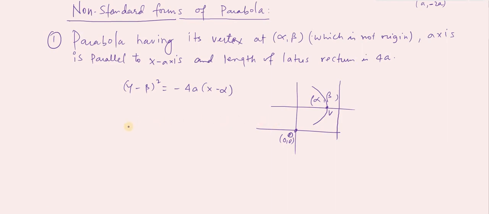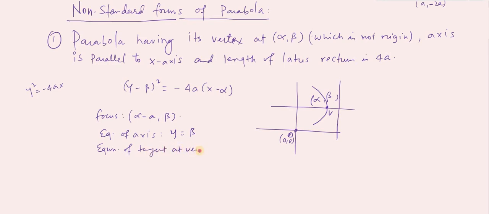In this parabola, vertex is obviously alpha comma beta, and its focus is alpha minus a comma beta, like what we did in the last example. Equation of axis is y is equal to beta. Equation of tangent at vertex is x is equal to alpha.